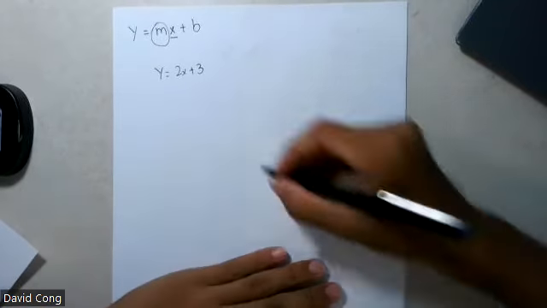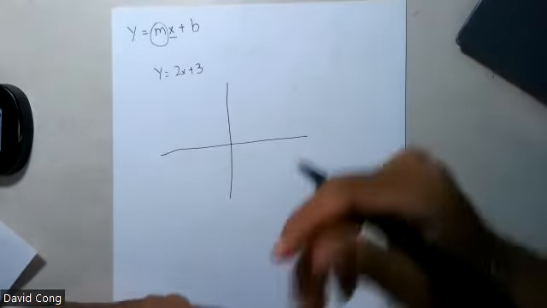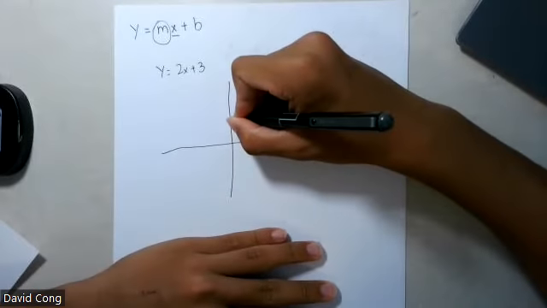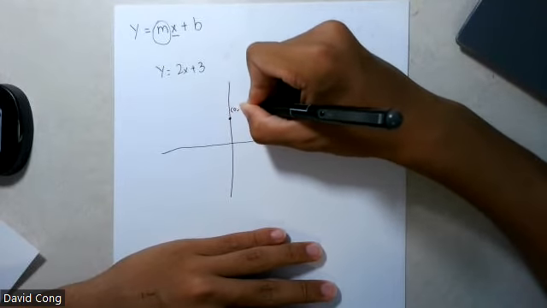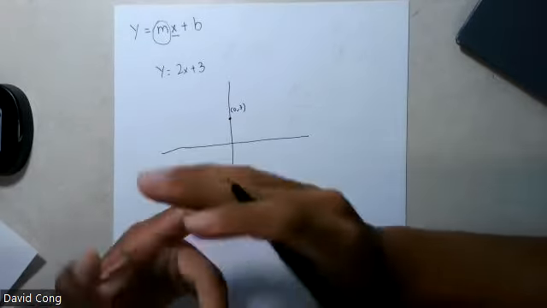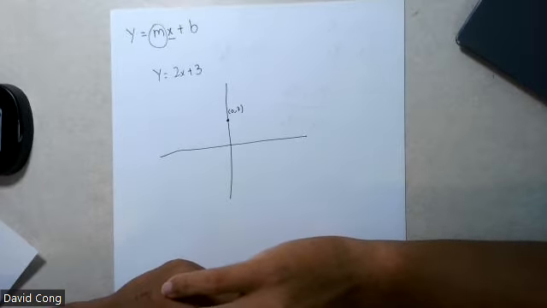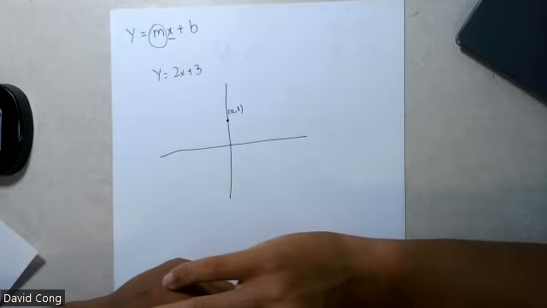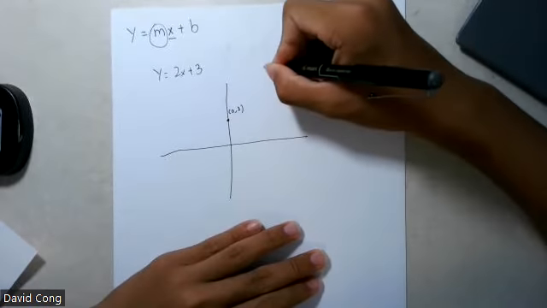So we know that x can be anything, right? So let's take a graph. Let's say x equals 0. That means y would equal 3. So this point, x coordinate is 0. This point is 3. Let's say x equals 4. So 2 times 4 is 8. And 8 plus 3 is 11. So we have y equals 11, x equals 4.